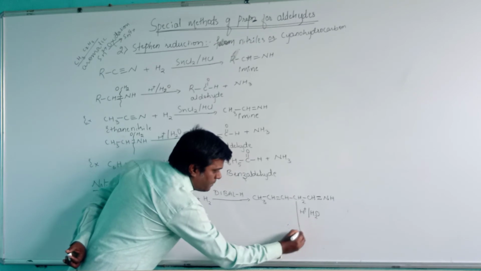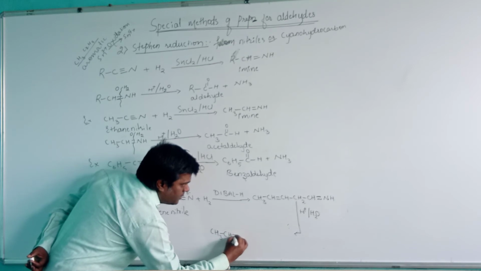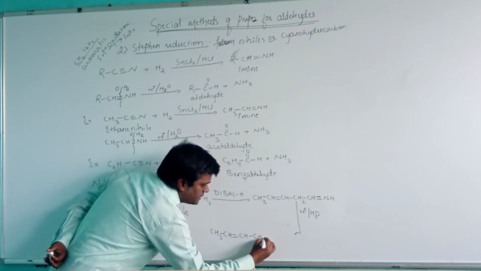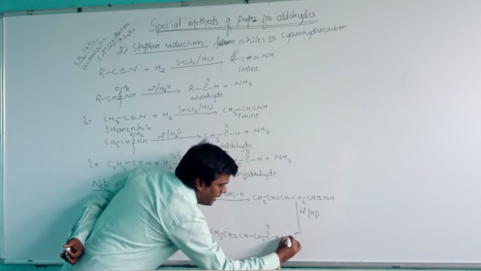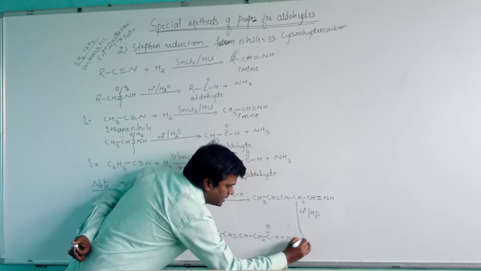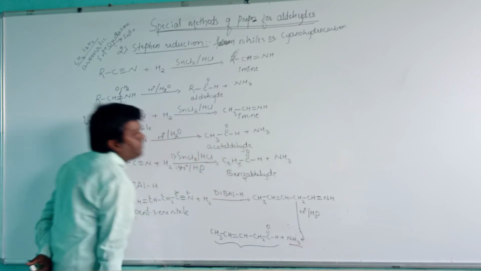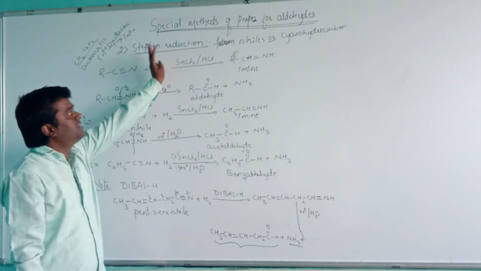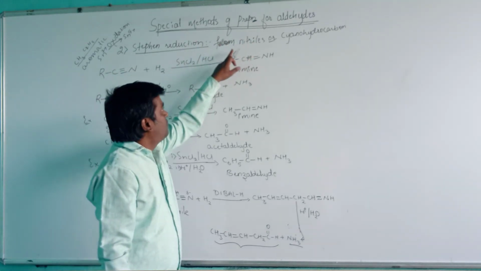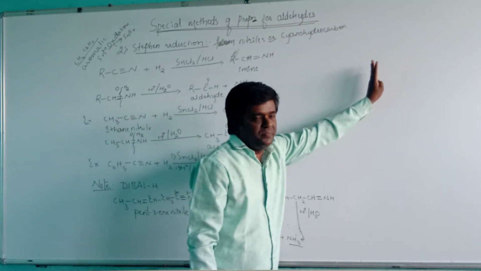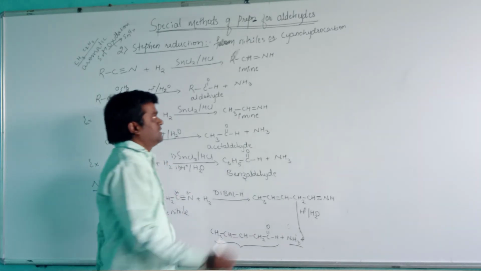Then it will give the compound CH3CH=CHCH2CH=O plus NH3. Okay. Then our product is an aldehyde here. It is an aldehyde, and the other is ammonia. This is about the Stephen reduction reaction, that is the method of preparation of aldehydes from nitriles or cyanohydrocarbons. Then let us discuss the third special method, that is the Etard reaction.